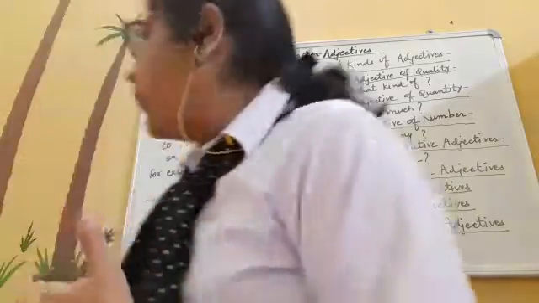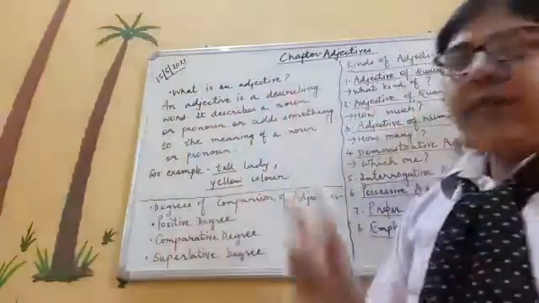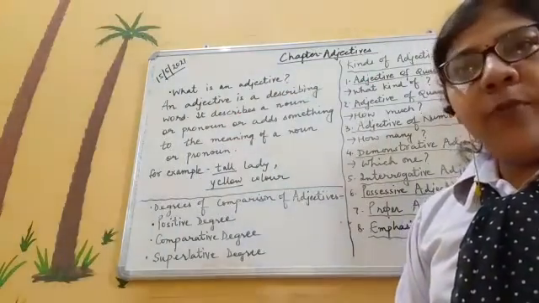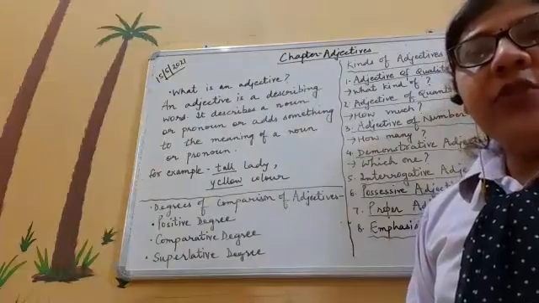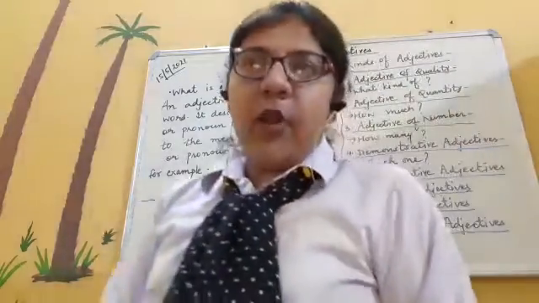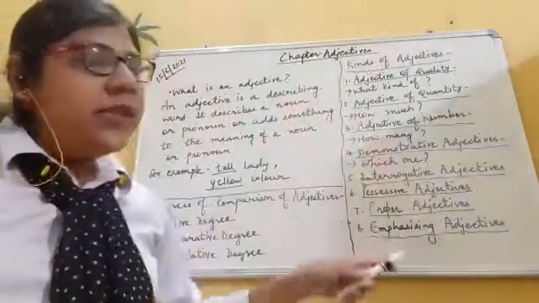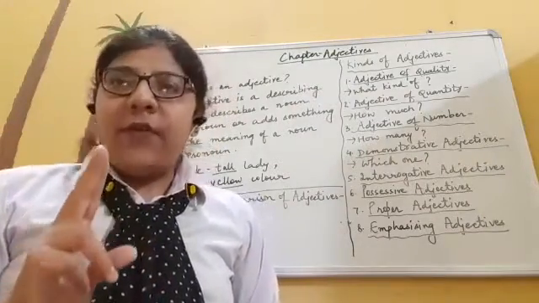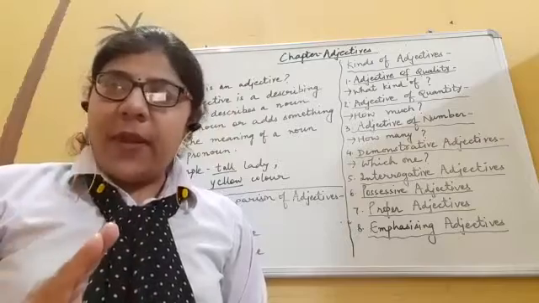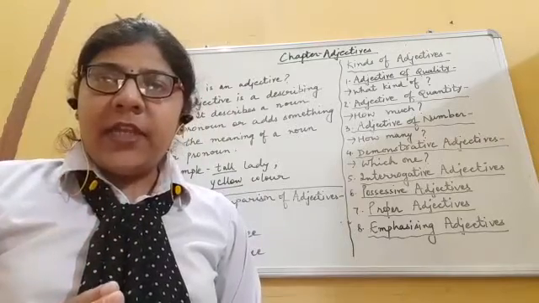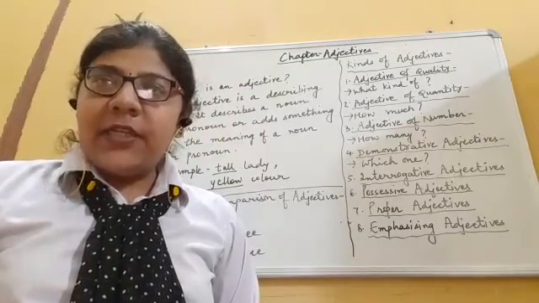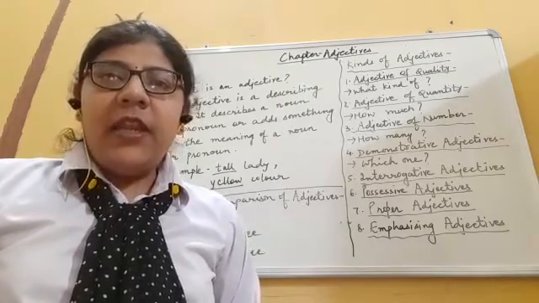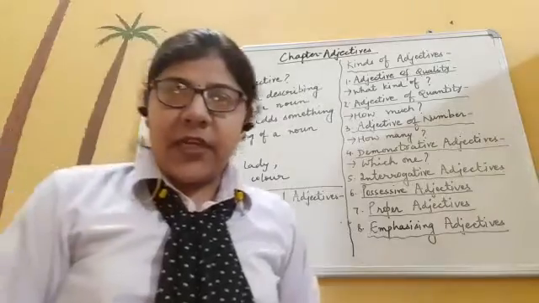Let's quickly recap what we have discussed. We discussed adjectives. They are describing words. They describe a noun or pronoun and they add something to the meaning of a noun or pronoun. We also discussed various kinds of adjectives like adjective of quality, adjective of quantity, adjective of number, demonstrative adjectives, interrogative adjectives, possessive adjectives, proper adjectives, and the last, emphasizing adjectives.